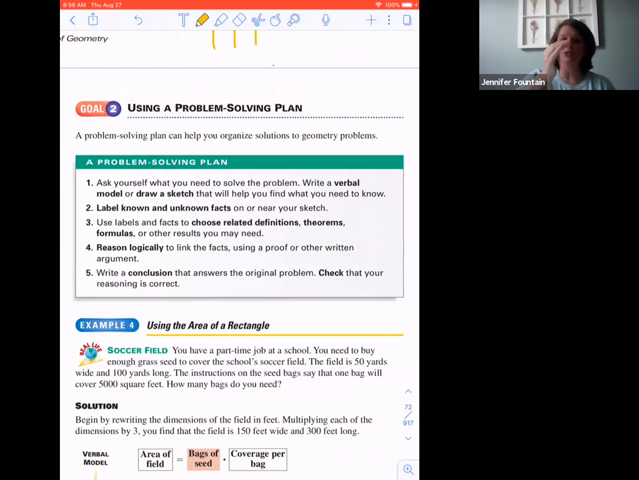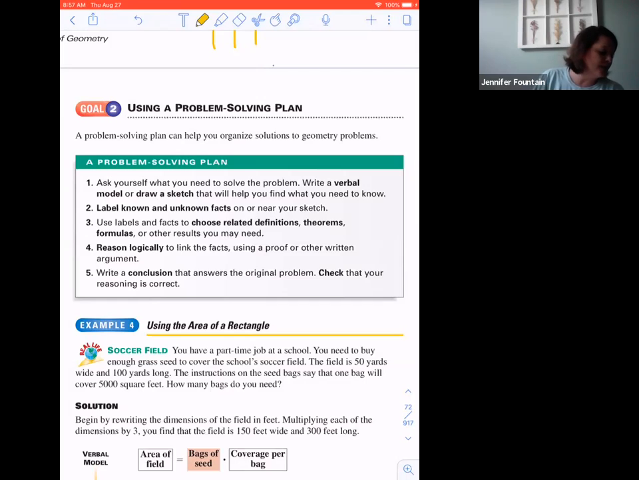And then you've got your steps to go through, right? Don't go into it cold trying to figure it out. Use your steps. There is nothing wrong with using the information you've been given, okay? So it says, step 1, ask yourself what you need to solve the problem. You can write a verbal model or draw a sketch that will help you find what you need to know.